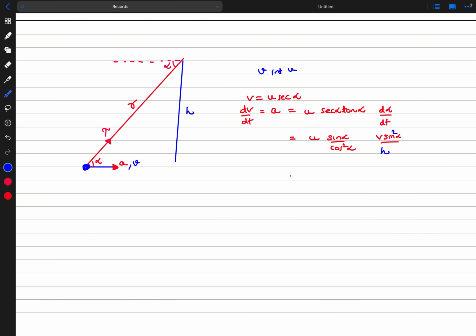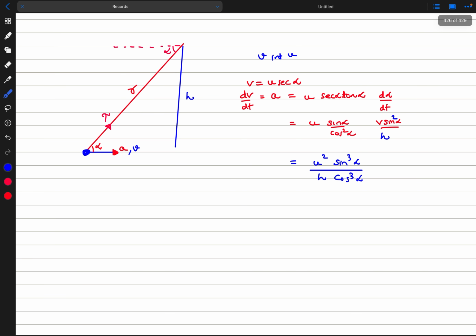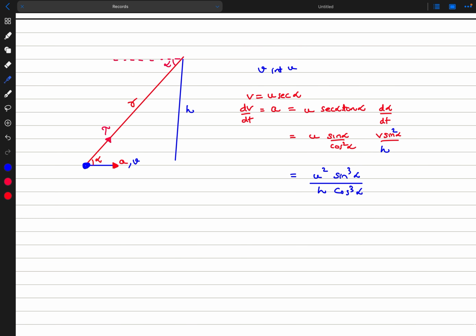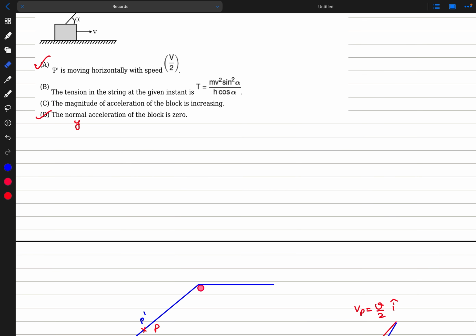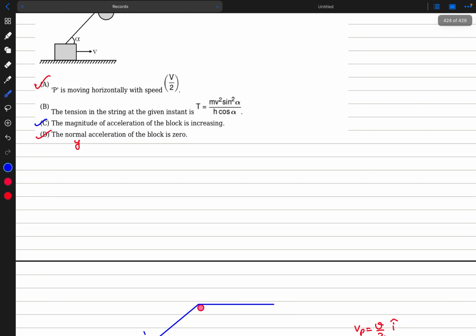Now let's get rid of V. V is going to be U secant alpha, or U upon cos alpha. So this is U squared upon H cos cubed alpha. This is just a tan alpha over cos cubed, and the others are constant. So this is the acceleration function. We have to check if it's an increasing function or not. As the particle moves to the right, it's easy to observe that the angle alpha is increasing. If the angle alpha increases, then tan is an increasing function, so A is also going to increase. So the magnitude of acceleration will increase with time.